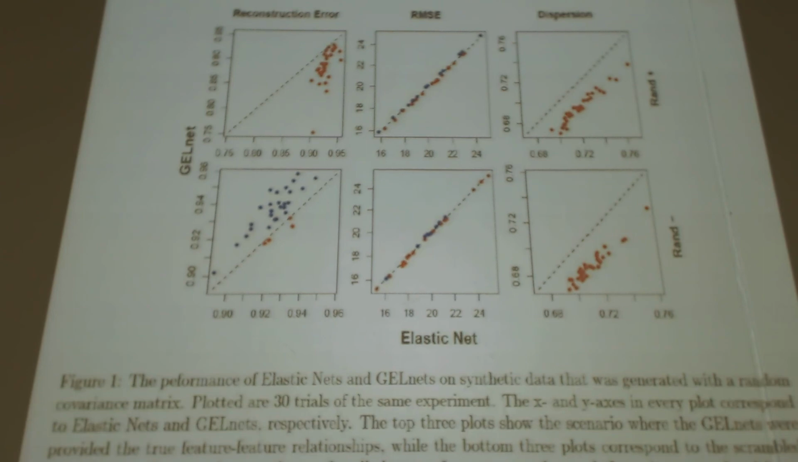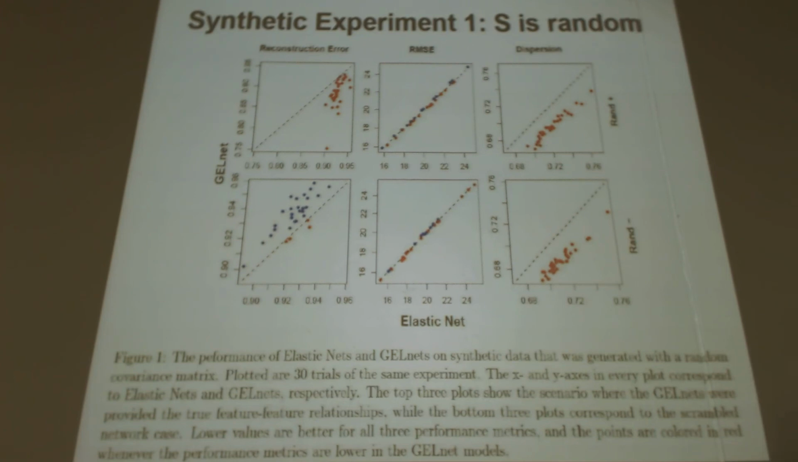Not surprisingly, when you give it the true matrix, so the x-axis here is how well the GELNET methods perform. The y-axis is the traditional ElasticNet. Lower numbers are better. When it knows the true matrix, it's able to reconstruct the values better. Not surprising. What's interesting is that even though it's able to reconstruct the true weights better, the actual predictive power of the model is not really any different. And the reason for that is, remember how I said elastic nets are really powerful? That is indeed so, even if they don't know about feature-feature relationships, they're still able to produce a very accurate model.